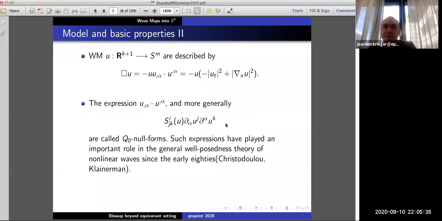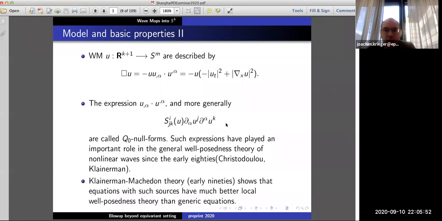And null structures are seen to help you in this. And if you don't have a null structure, then you may have examples where you have finite time blow up for any non-zero initial data. So this was the first instance where these null structures came in.